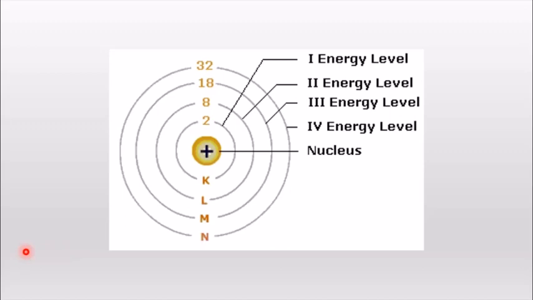Next, what is the atomic mass number? It is the total number of protons and neutrons present inside the nucleus. The number of protons and neutrons is called the atomic mass number, and we denote it by A.